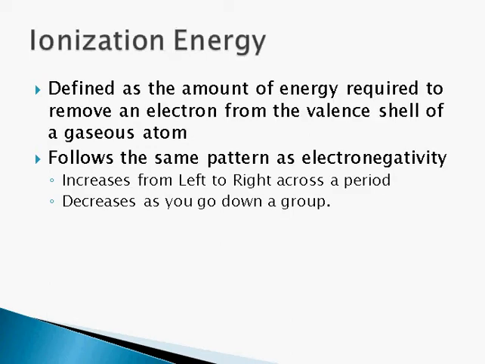And the final concept I'll talk about in this video is ionization energy. Ionization energy is defined as the amount of energy required to remove an electron from the valence shell of a gaseous atom. So basically, how hard is it for me to pluck that valence electron off, to just completely remove it, just get it off that atom? And it follows the same pattern as electronegativity. It increases from left to right across a period, and it decreases as you go down a group. So, following these trends, fluorine would probably be the hardest atom to try to pluck an electron off.